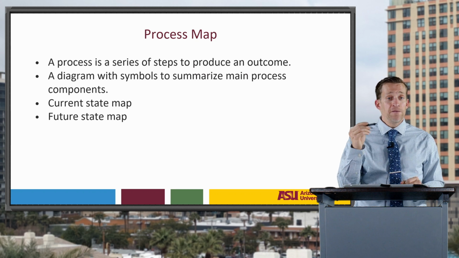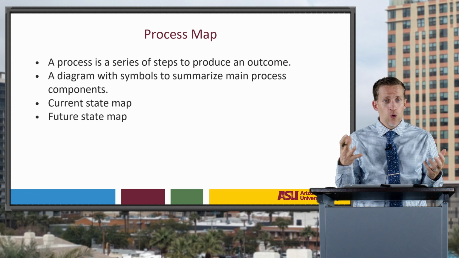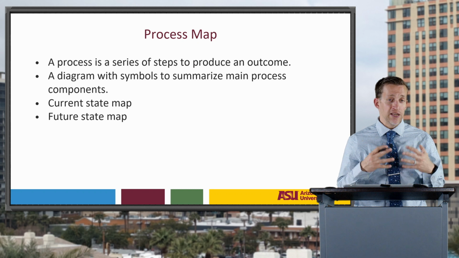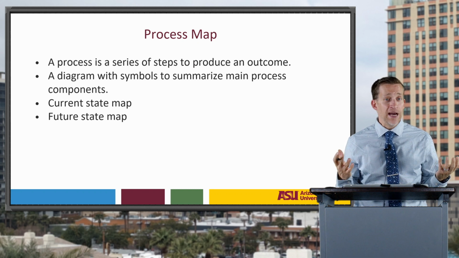You can also create a future state map, which is a map that shows how the process can look in the future or in some kind of ideal situation. So perhaps we want to create a new process. The future state map would help us imagine what it looks like.